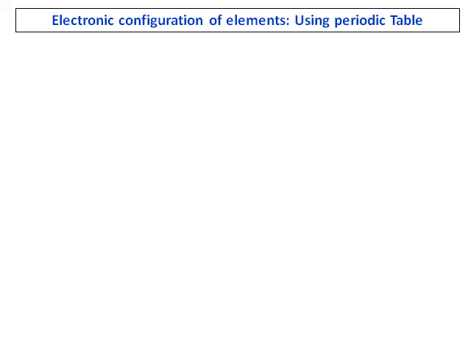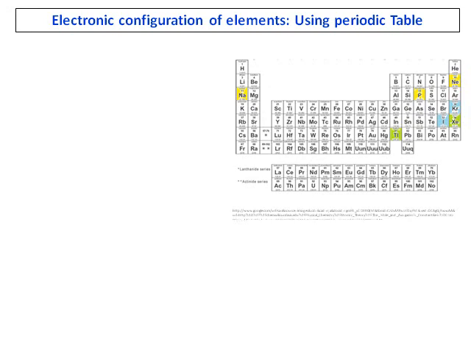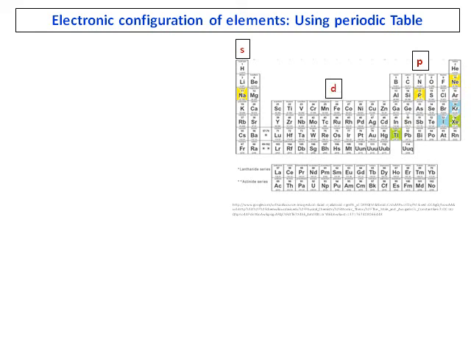We can do the electronic configuration of elements using the periodic table. This is an easier method. A periodic table is given to you, and let's understand the periodic table first. The first two columns are the S block, and the 6 columns on the right hand side are the P block, and in the middle we have the D block and the F block at the bottom.